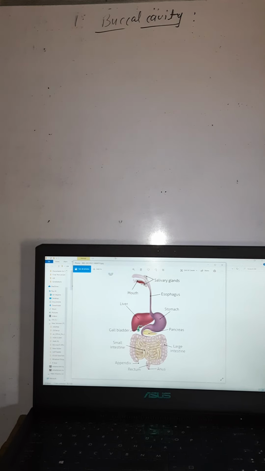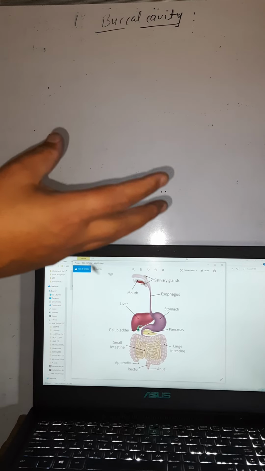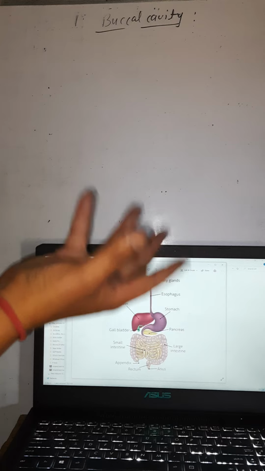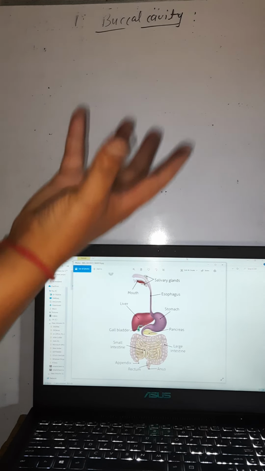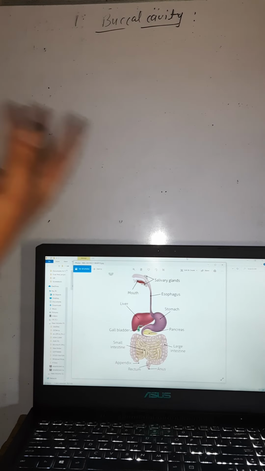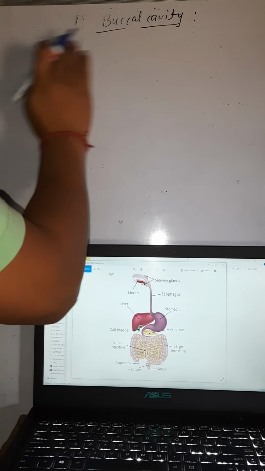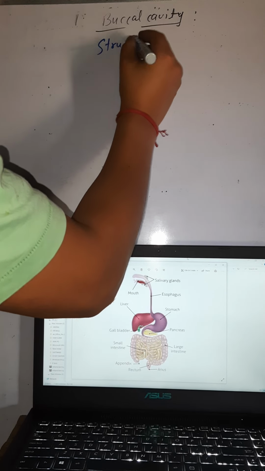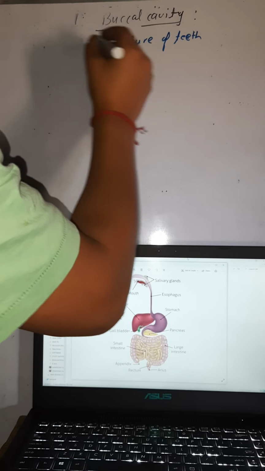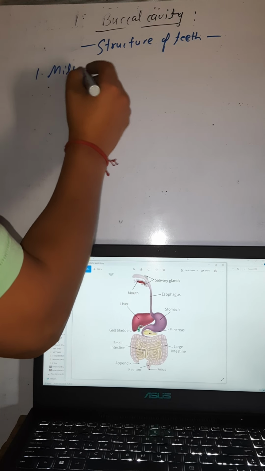Now, I will show you the structure of teeth later. When you are a child, between the age of 6 to 8 years, you have teeth known as the milk teeth. These milk teeth are 20 in number. When we were small, we had the milk teeth. So first we will read about the milk teeth.